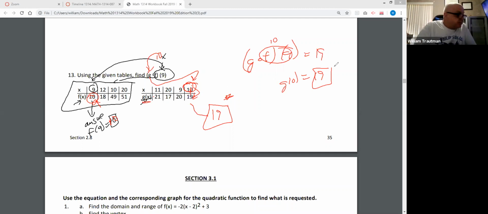All righty. I am going to 3.1. We're going to do 5, 6, 7, and 8.